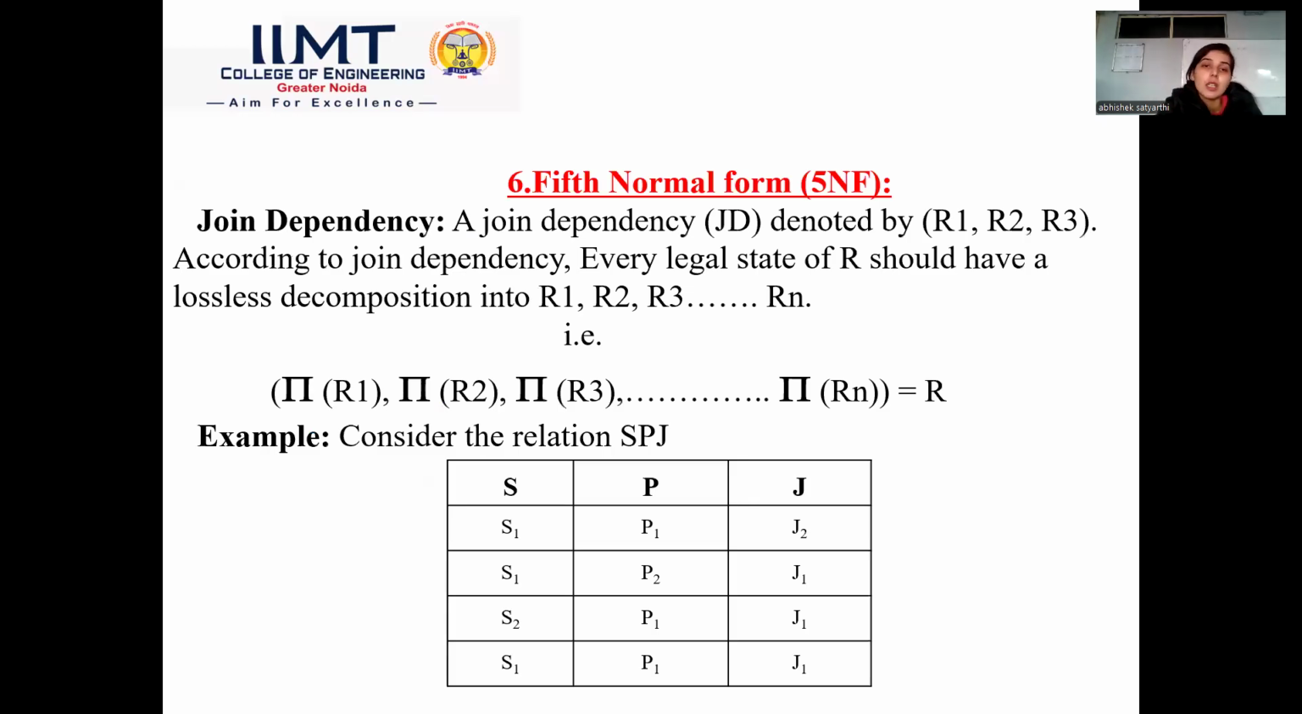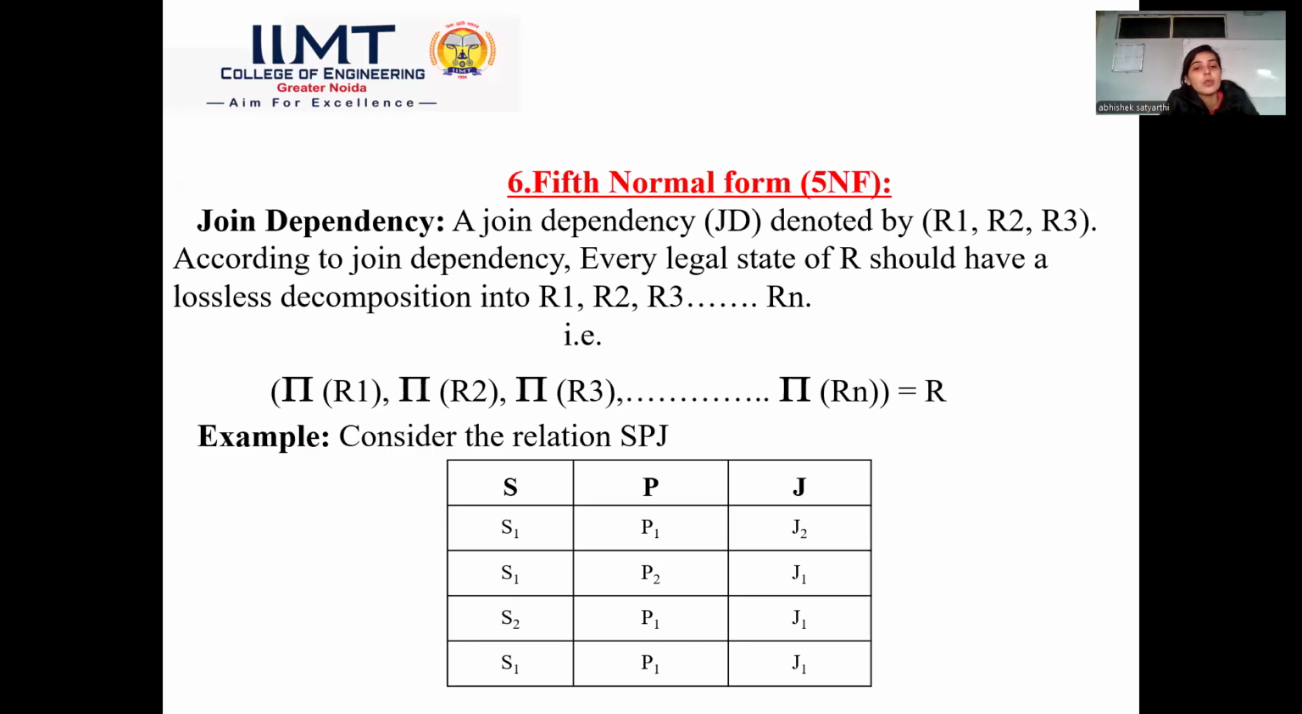And the next one is fifth normal form. Fifth normal form is basically related to join dependency. A join dependency is denoted by R1, R2, R3. According to the join dependency, every legal state of R should have a lossless decomposition. That is, the projection of R1, R2, and R3 up to Rn should be equal to R.